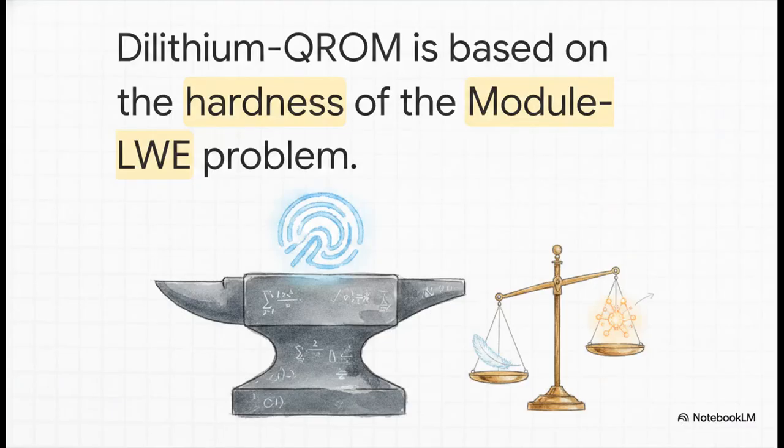But honestly, that slight bump in data size is the exact cost of guaranteeing that your digital identity is safely, permanently rooted in the highly secure module learning with errors, or module LWE problem. This tight reduction means that even against a full-blown quantum supercomputer, forging a Dilithium QROM signature is literally as impossible as solving the module LWE problem itself. It's a completely necessary trade-off for true, provable long-term security.